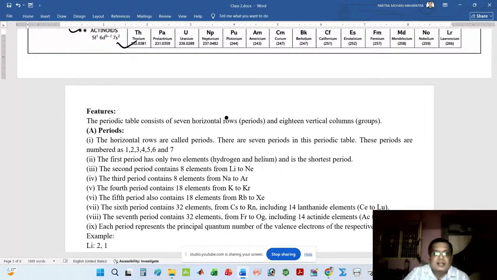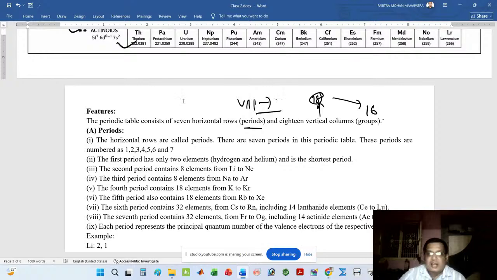You can say that there are 7 horizontal rows, which are called periods. That means there are 7 periods. And there are 16 groups. There are no doubt 18 columns, and the 18 columns are converted into 16 groups. Group VIII consists of 3 columns.